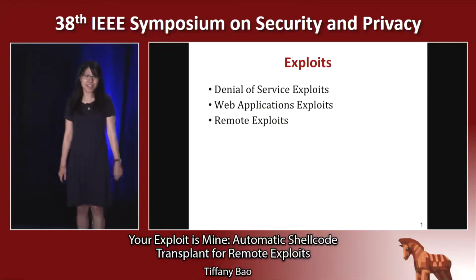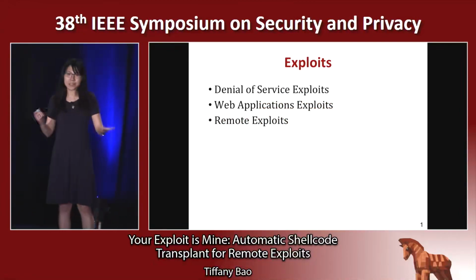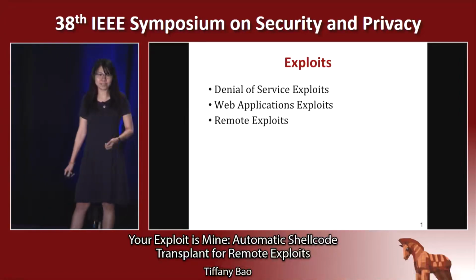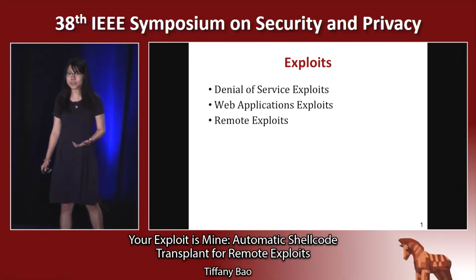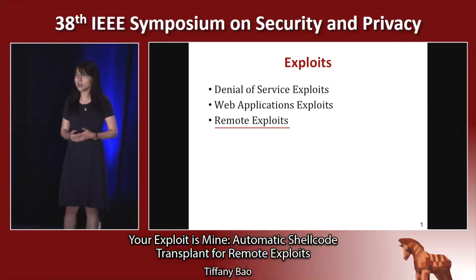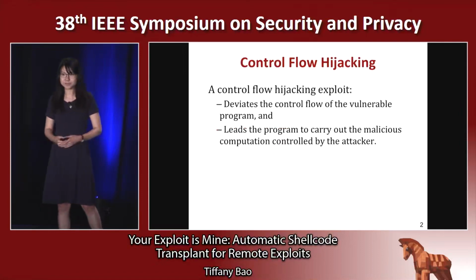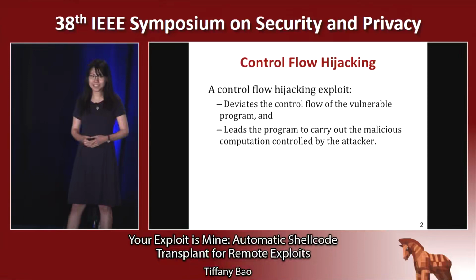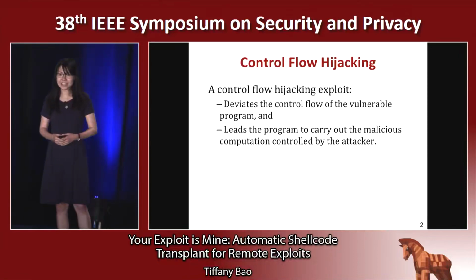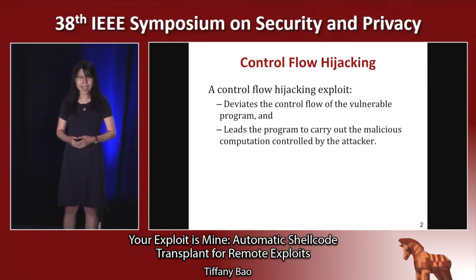There are many different kinds of exploits. There are denial of service exploits, web application exploits, and remote exploits. In our talk, we are going to focus on a particular kind of remote exploits, which is also one of the most dangerous exploits. We call it control flow hijacking exploit. A control flow hijacking exploit is an input that deviates the control flow of the program and leads the program to carry out the malicious computation controlled by the attacker.